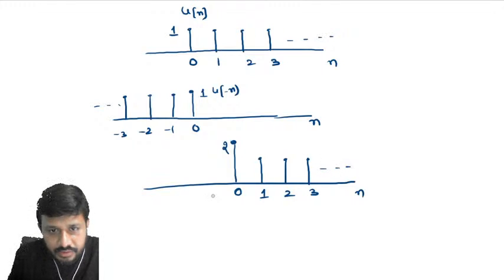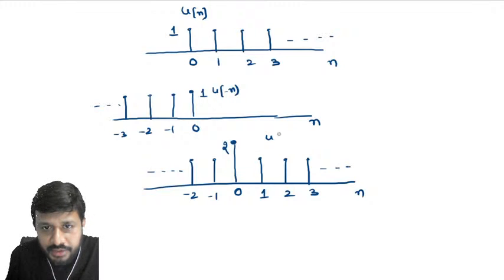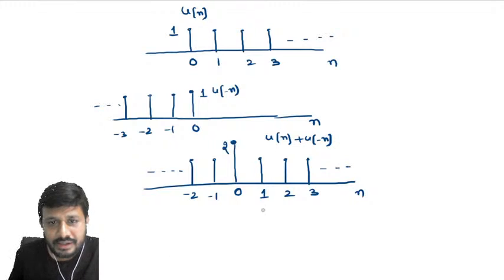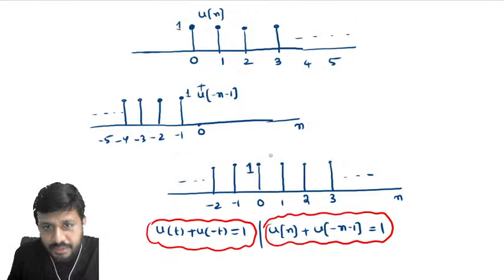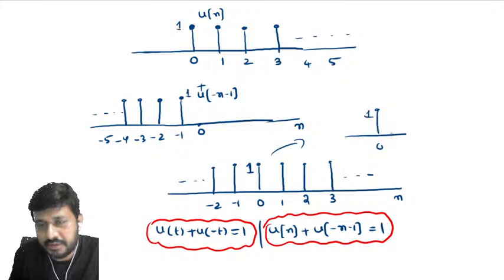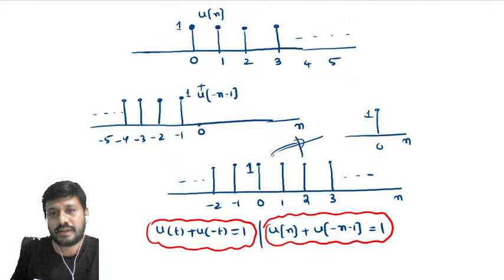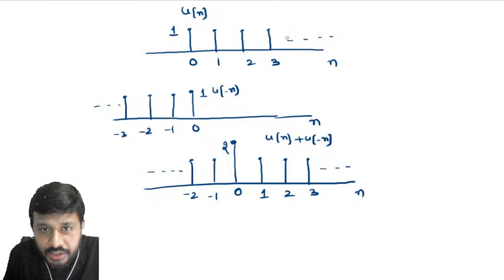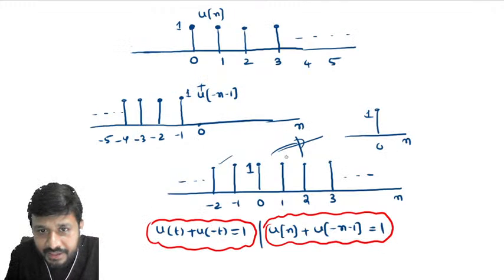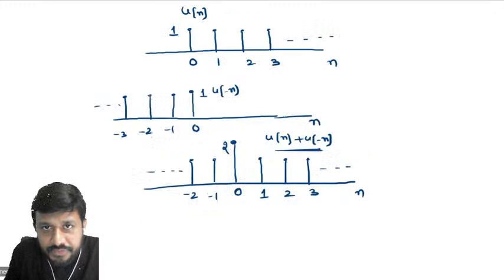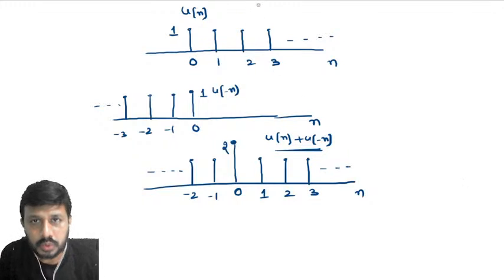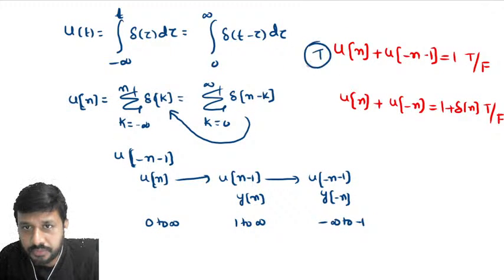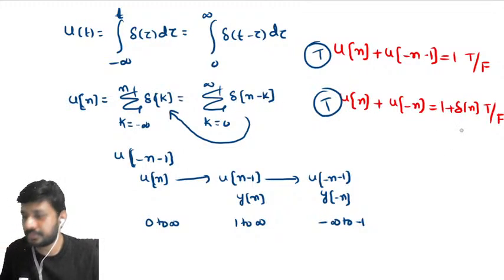This kind of signal. So this is your u of n plus u of minus n. Can I write it as 1 plus del n? So what happens if I add del n to this one? Del n means the value is 1 at n equal to 0. So if I add this signal 1 and this del n, I'm going to get this one only. So it is also true. Manoj, you are wrong, man. It is true. So both are true.